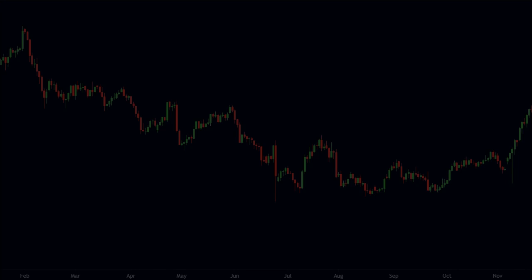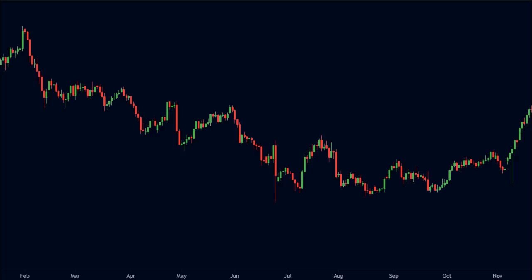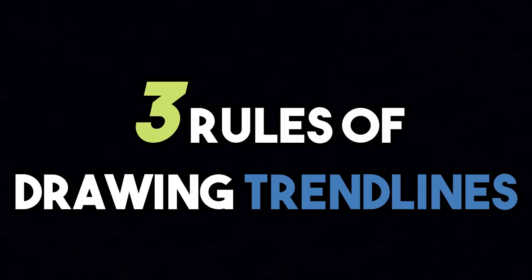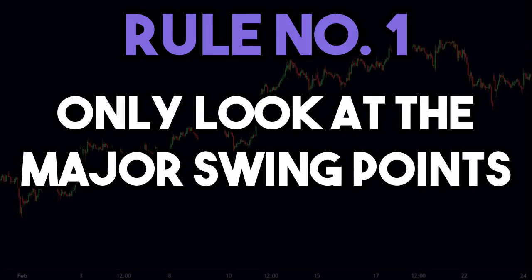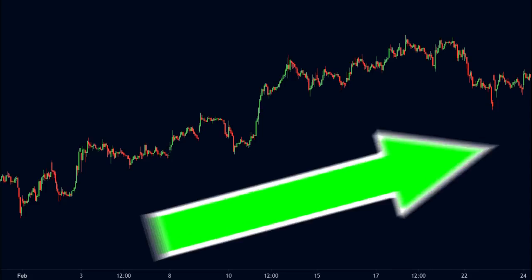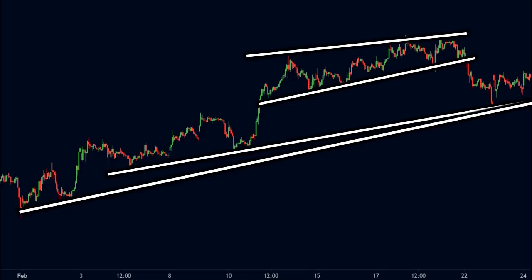But the big question here is that how do you draw a trend line? Drawing trend lines is easy, but when you are starting out, it can be overwhelming. Hence, I have created 3 rules for drawing trend lines. Rule number 1. Only look at the major swing points. Look at this chart. Here we can see that the price is in an uptrend. Now, here are the potential trend lines that could be drawn.